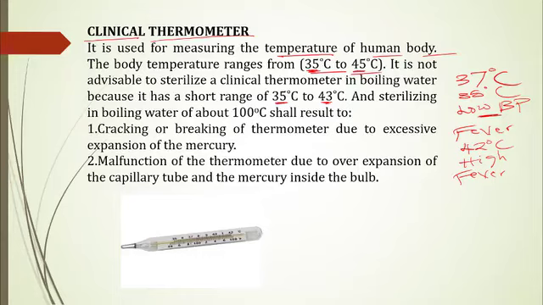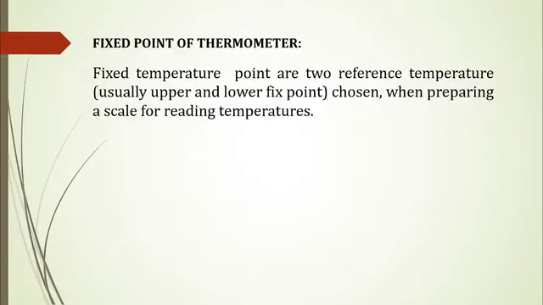When we sterilize a clinical thermometer in boiling water of about 100 degrees Celsius, it could result in the cracking or breaking of the thermometer due to the excessive temperature of the liquid. It could also lead to the malfunctioning of the thermometer due to overexpansion of the capillary tube, as you can see from the diagram here, and also overexpansion of the mercury that is inside the bulb.